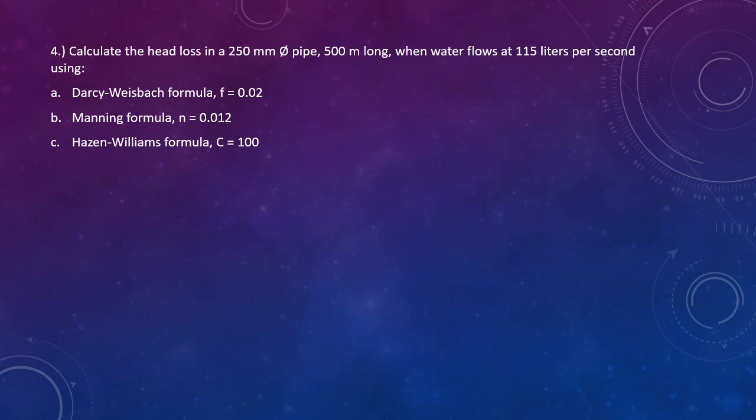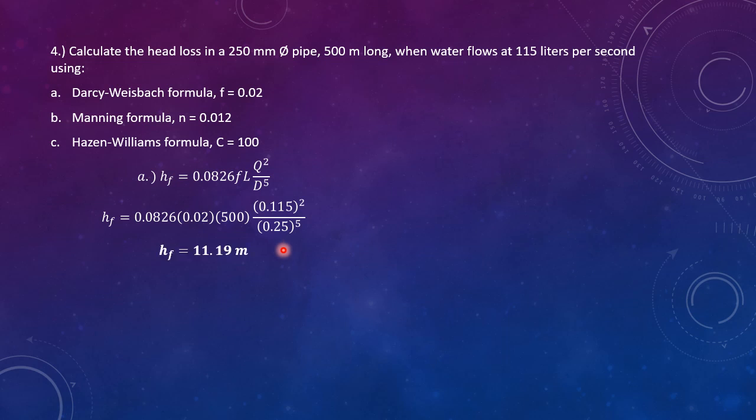When Q expressed in cubic meter per second is given, the Darcy-Weisbach formula is hf equals 0.826 f L times Q squared over D raised to 5. Substituting, f is 0.02, L is 500 meters, Q is 0.0115 cubic meter per second, D is 0.25 meter. Solving for hf is equal to 11.19 meters.